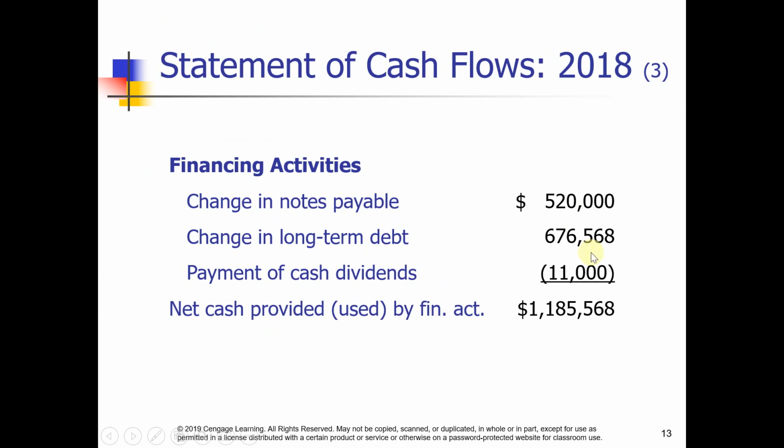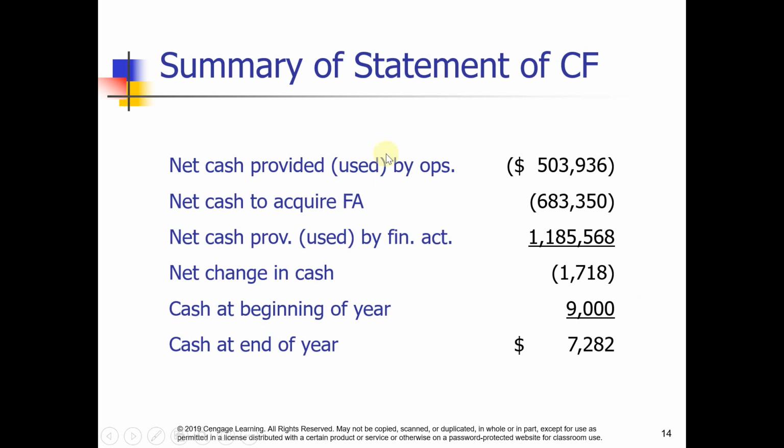So it borrowed long-term debt. Change in long-term debt positive means it borrowed a lot of money in long-term debt. This is how they financed the expansion. And they also paid dividends to the shareholders. So from financing activities, they collected a lot of cash, meaning they borrowed a lot of money, mainly to finance the operations.